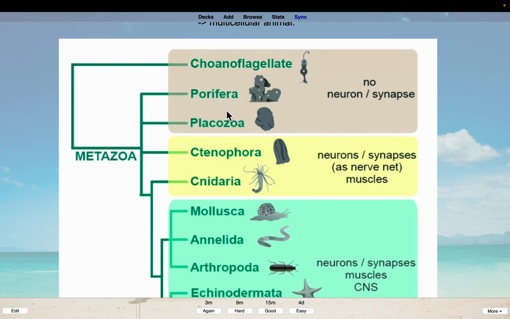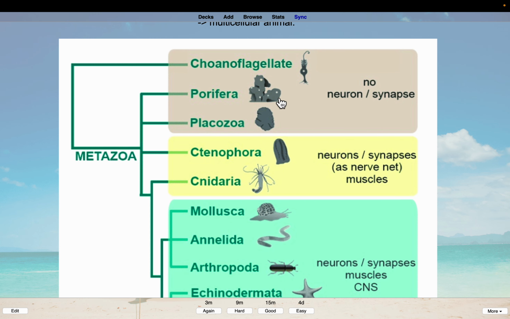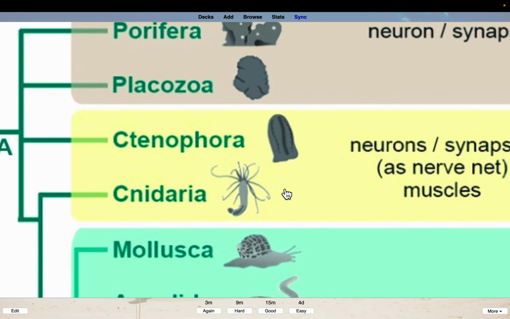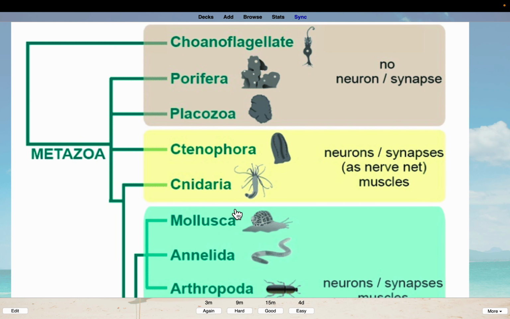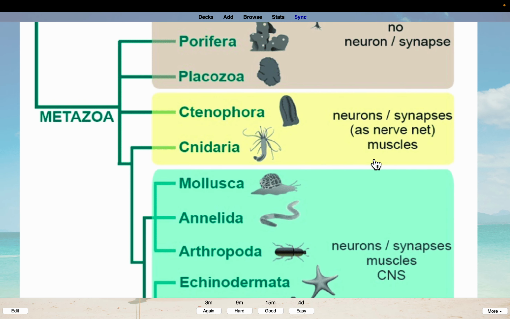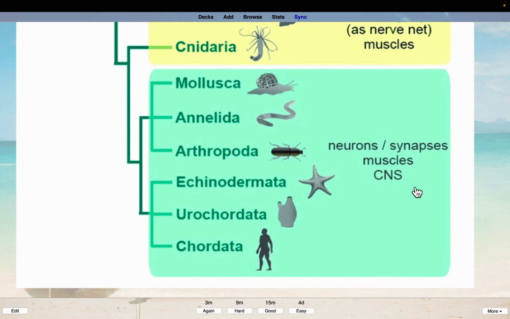Porifera, we have sponges. SpongeBob, just remember SpongeBob is porifera. Ctenophora and Cnidaria. What is this? Looks like a shrimp. So we have corals. They have neurons and synapses, a nerve net, muscles. But for these, they have neurons or synapses, they have muscles, and there is a central nervous system.